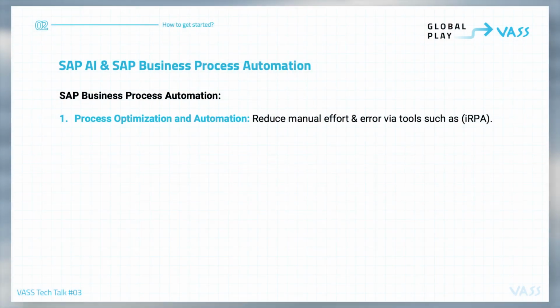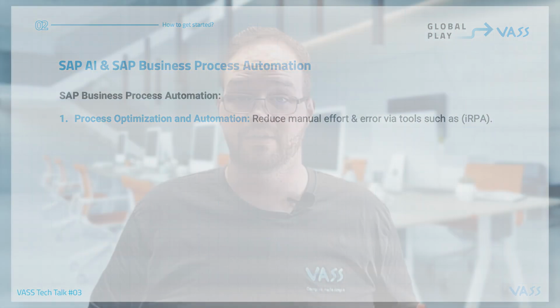recommendations to proceed further. On the SAP Business Process Automation side, there are 3 different cases when it makes sense, or when it actually has a conclusion for you doing so. Process optimization and automation is basically what IRPA is doing. IRPA, we will have a different episode on this specifically, but in short, it is a bot that is using software applications on a desktop running in the background.